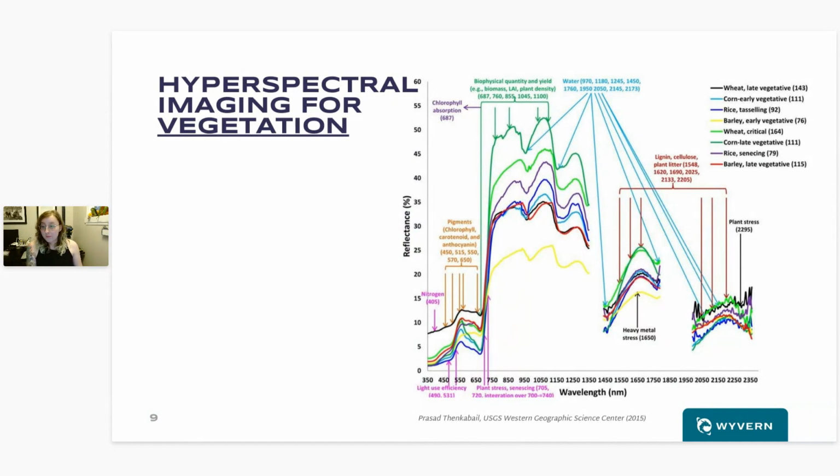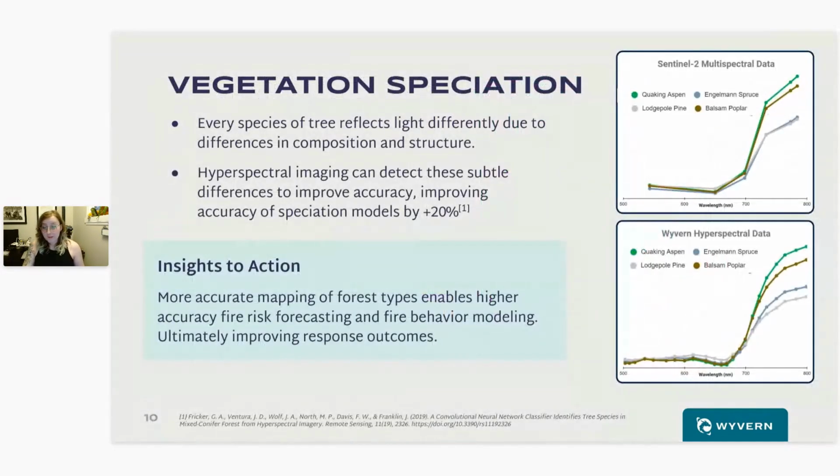And so what's another fantastic thing that we can do with hyperspectral? Well, it's vegetation speciation. Because we collect so much more information in the spectrum, we can start to understand very subtle changes in reflectance in certain areas of the spectrum, due to the fact that every species of tree is going to reflect light slightly differently due to different composition and different structure within the leaves. One study found that hyperspectral imaging can improve accuracy of speciation models by over 20%.